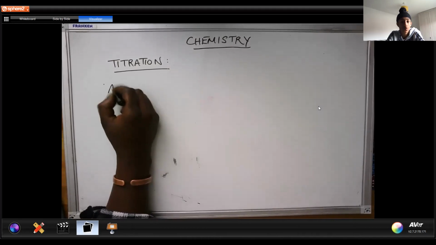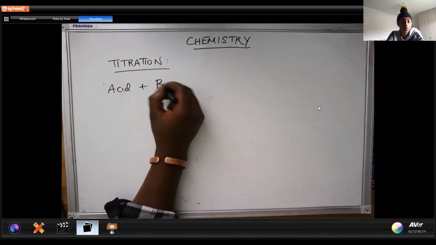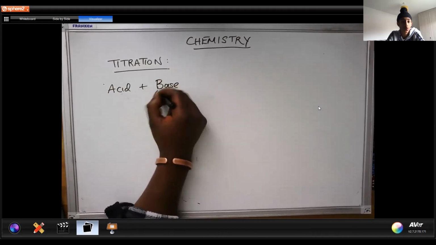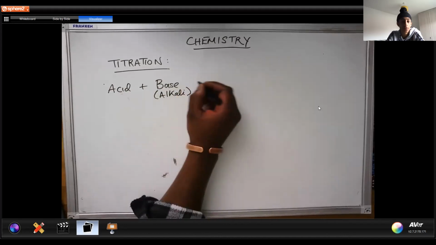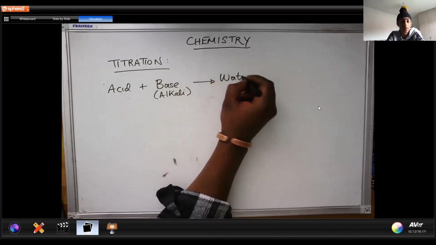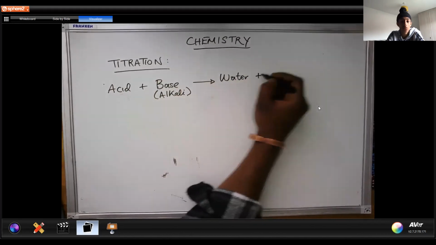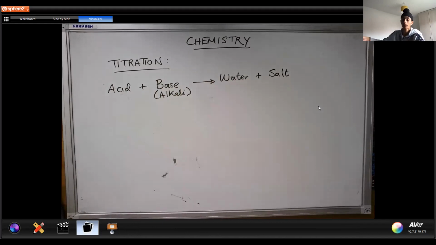So can you remember, firstly, what are the products when you react an acid with a base, or indeed an alkali? Can you remember what you get? I think you get water. You definitely get water, good. And then is it a salt? You're absolutely right. And we have a name for this type of reaction. Do you know the name of what we call such a reaction?